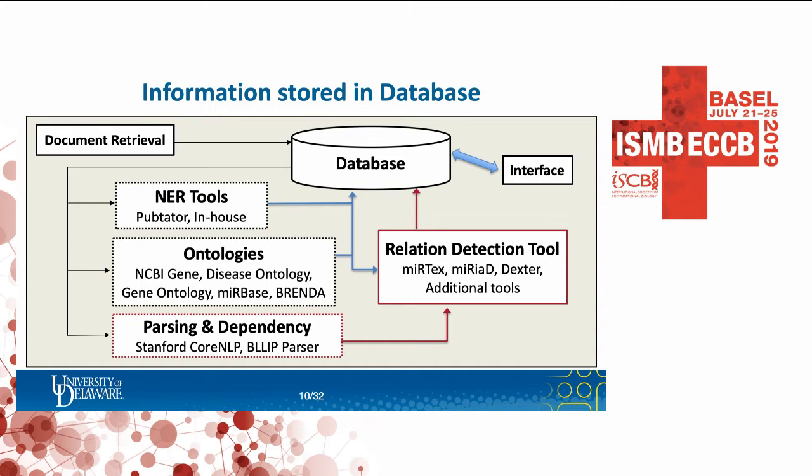We normalize these entities using ontologies. NCBI gene is used for genes. We use miRBase to normalize microRNA mentions. We use disease ontology to normalize diseases. We use gene ontology to normalize biological processes. And we use Brenda to normalize the extracellular locations. Our relation detection tools, that is MIRTEX, Myriad, Dexter, and the additional tools, use Stanford Core, Bllip Parser and Stanford CoreNLP in order to parse the sentences and generate their dependency structures.